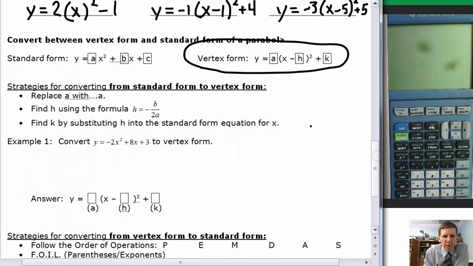Earlier this week, we talked about standard form of a parabola, which is y equals ax squared plus bx plus c. Usually we have numbers where these squares are. Vertex form is what we just wrote, and we have numbers where the a, h, and k are. How do you get back and forth between forms?